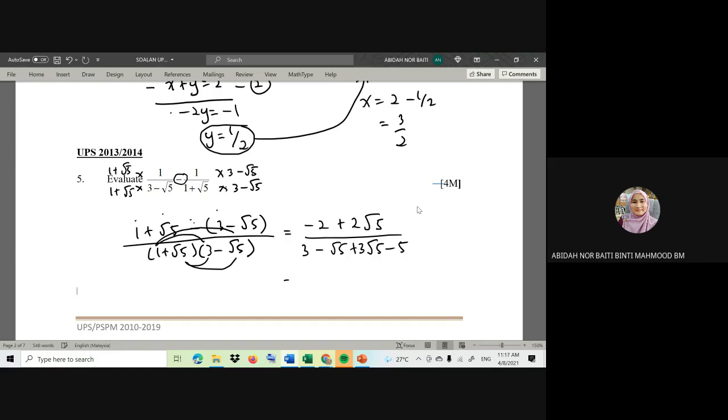So here we get what? At the denominator we simplify. So 3 minus 5 is minus 2, right? Negative 1 plus 3 is positive 2, third 5. So can we cancel out? This is equal to 1, because the top and bottom are the same.